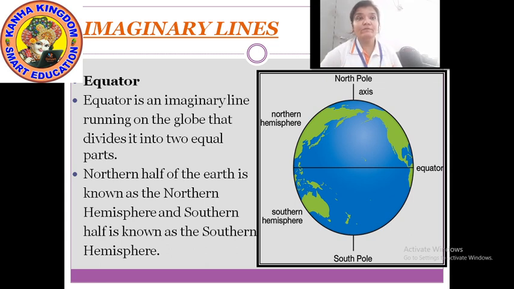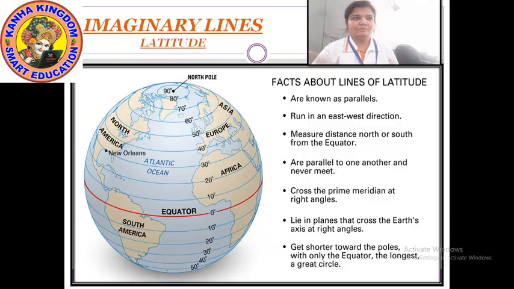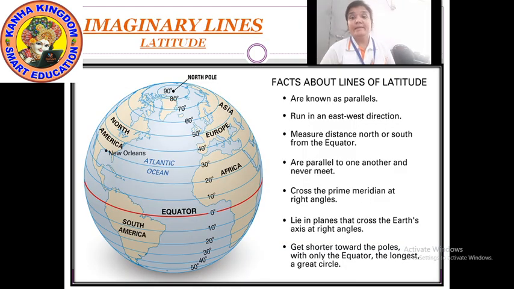Okay. Now moving further, we will see the latitudes. The line of latitudes. Now about the latitude. These latitudes are also the imaginary lines. They are also called as parallel lines. They are also known as parallels. You can also call them parallels of latitude.